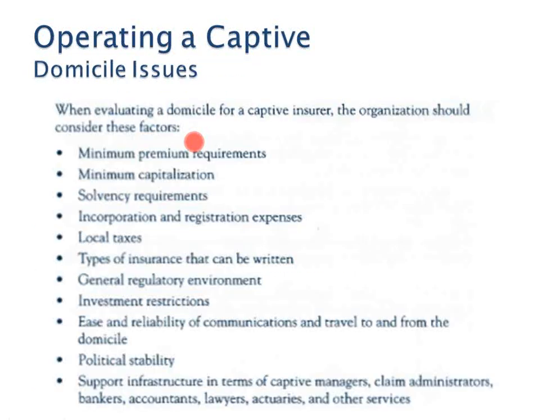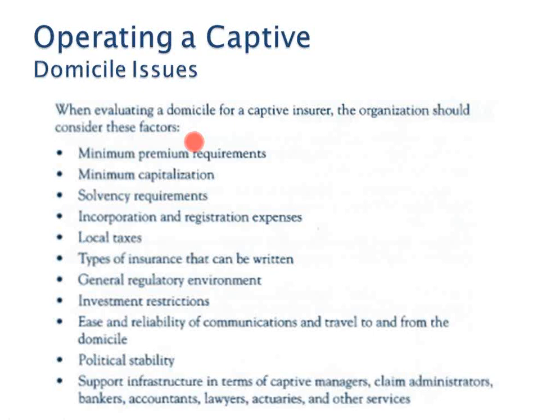So the domicile issues that I mentioned, this is kind of more in depth, that you'll want to consider, and I think they have an example of Utah in the book. So some of the things would be minimum premium requirements, and then minimum capitalization. These are the two things we just talked about: is there a minimum premium that has to be set, and then how much money needs to be set aside.